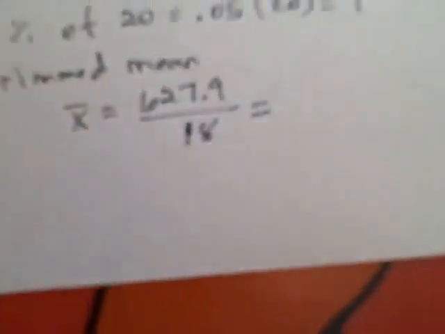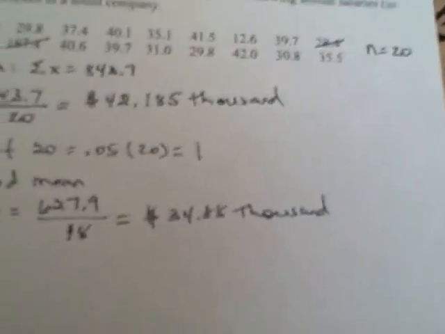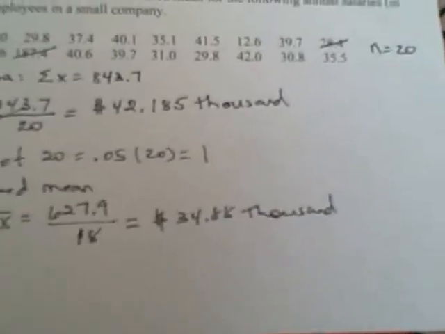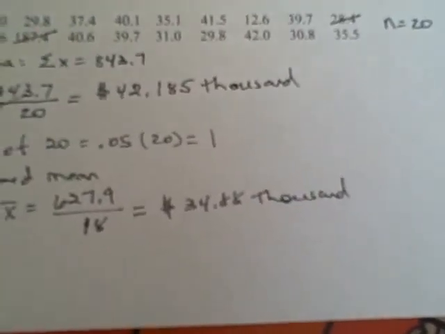All right, so I'm going to take 627.9 divided by 18, and we get 34.88, and the 3 is repeating. So 34.88 thousand dollars. And that looks much better. So if you do have an extreme value, don't just drop the extreme value. You have to drop from the top and the bottom.